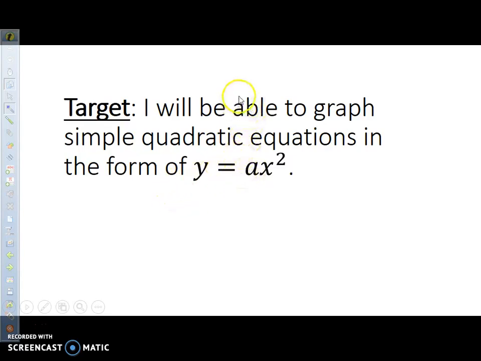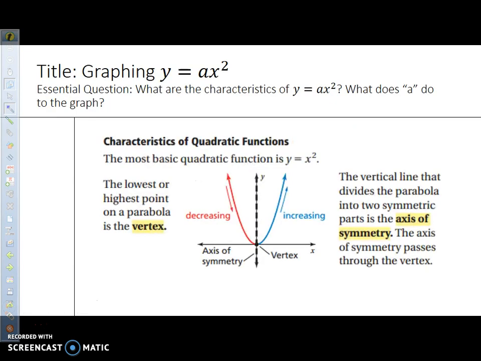We're going to be looking at graphing quadratic equations using the form of y equals ax². This is the simplest form we can graph in, the very basic form. So let's get started with that title. Again, graphing y equals ax². Your essential question is, what are the characteristics of y equals ax²?